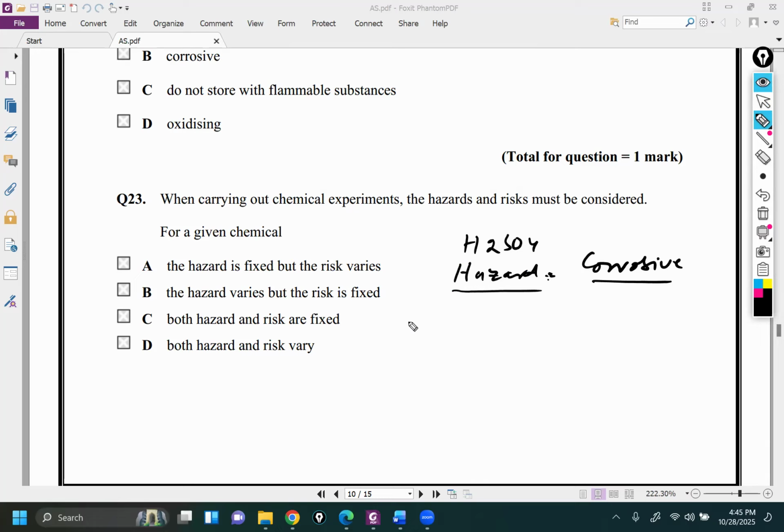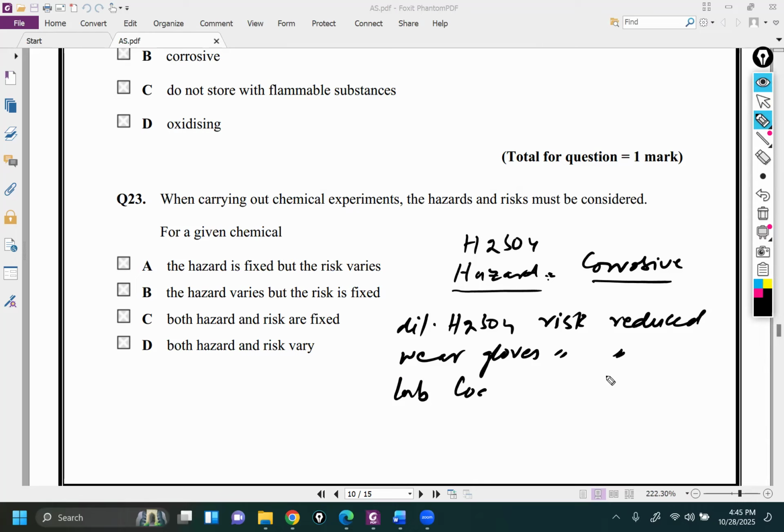So if you dilute sulfuric acid, the hazard is there, but the risk is reduced now. If we wear gloves, the risk is again reduced. We use a lab coat, so the risk is reduced. If you use goggles, the risk is reduced. So the first option is correct: the hazard is fixed because acid is always corrosive, but the risk can be varied. So the correct option is option A.